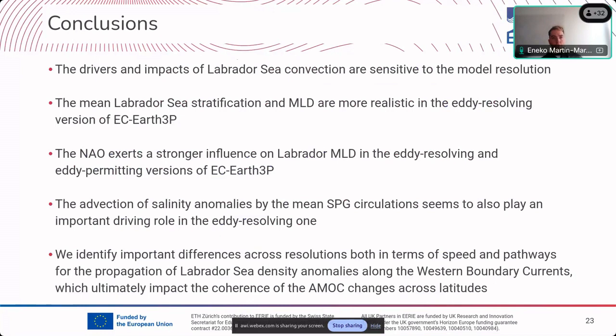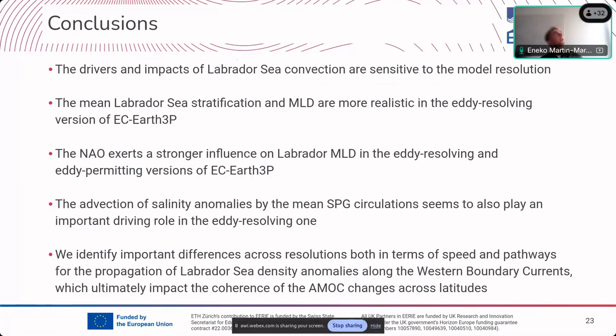We identify important differences across resolution, both in terms of speed and pathways of the propagation of Labrador Sea density anomalies, in particular along the western boundary current, which ends up impacting the coherence of the AMOC change across latitudes.